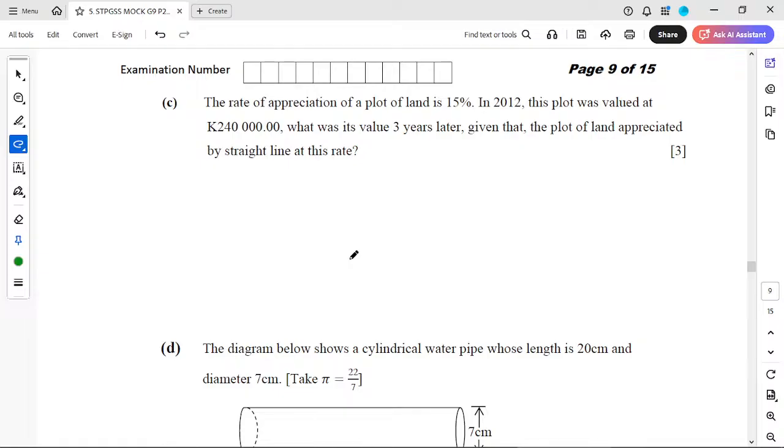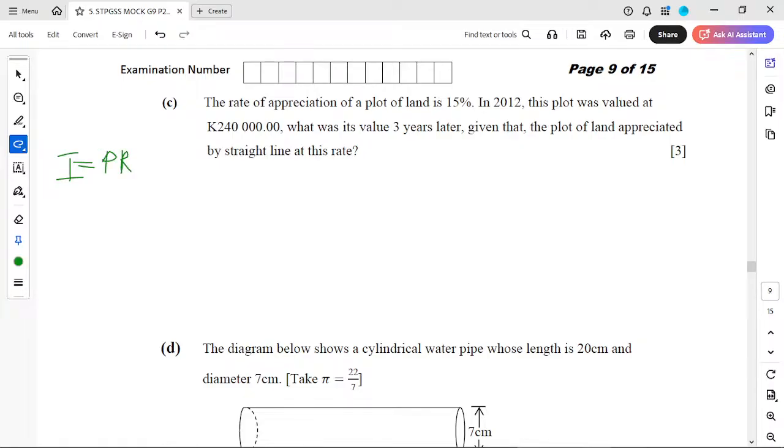So what we're going to do first is find the appreciation of the plot in one particular year. Then we are going to find the total appreciation of the plot in 3 years. Then later on, we're going to find the value of the plot after 3 years. So first, we're going to find the appreciation of the plot. We're going to use the formula of interest because we know this one. It's going to give us the answer.